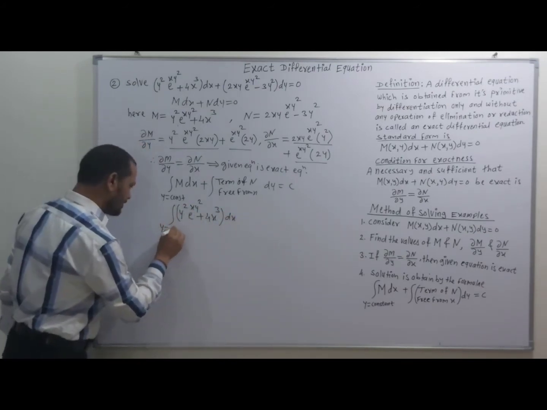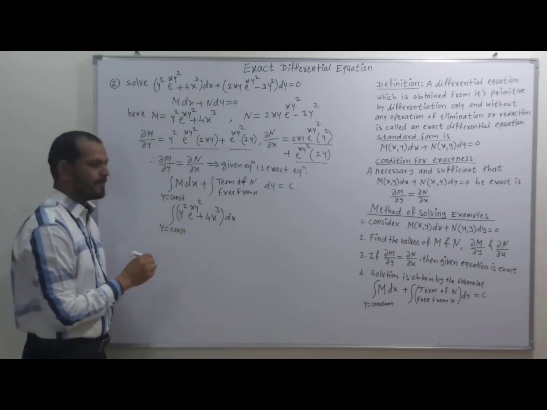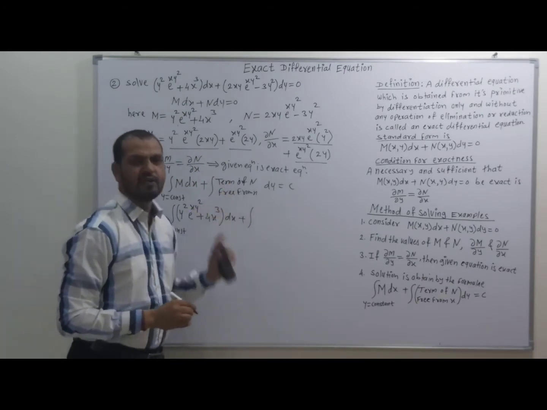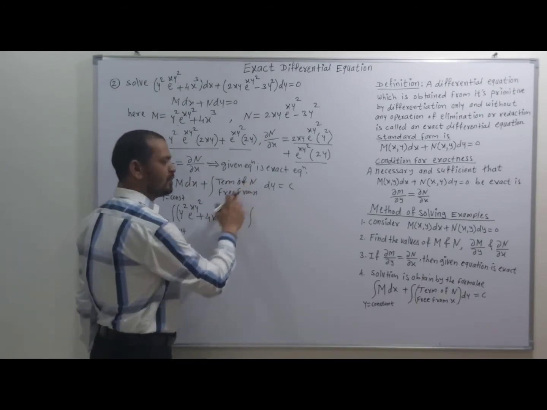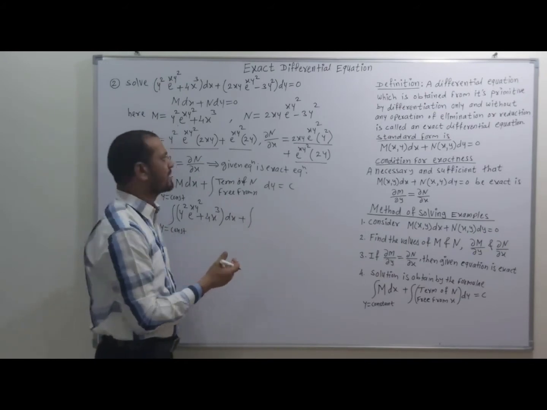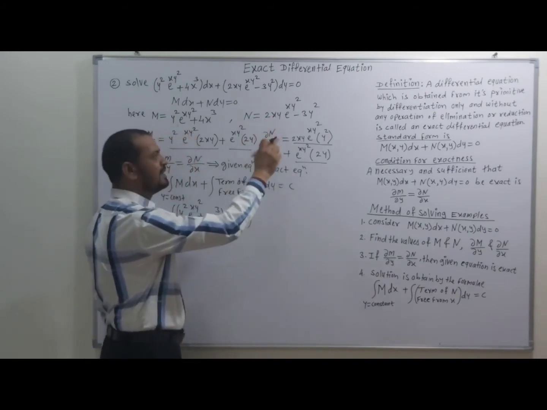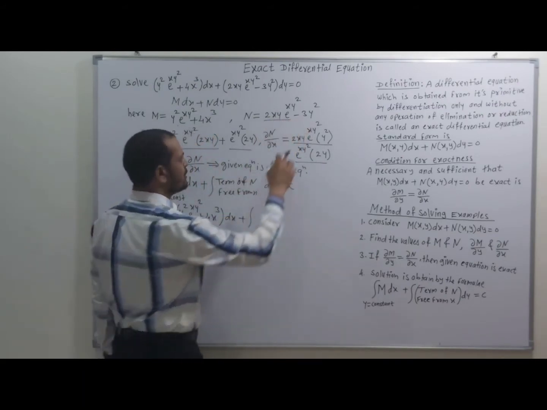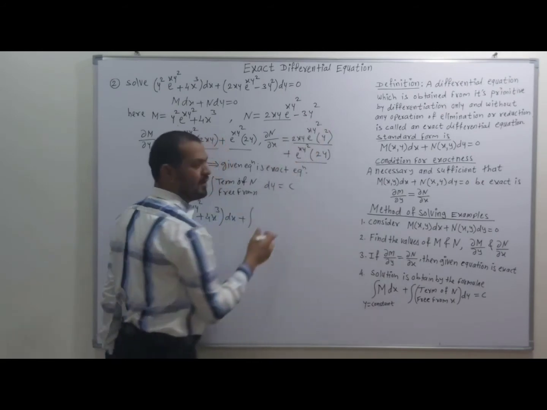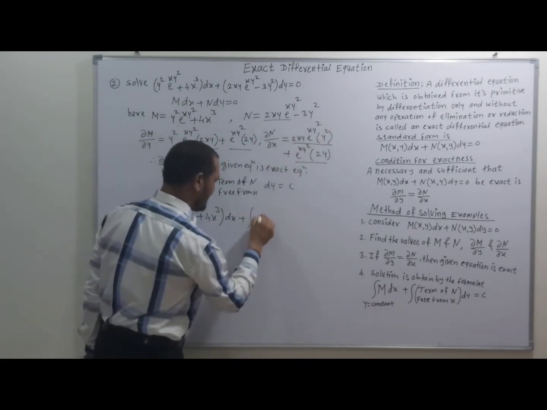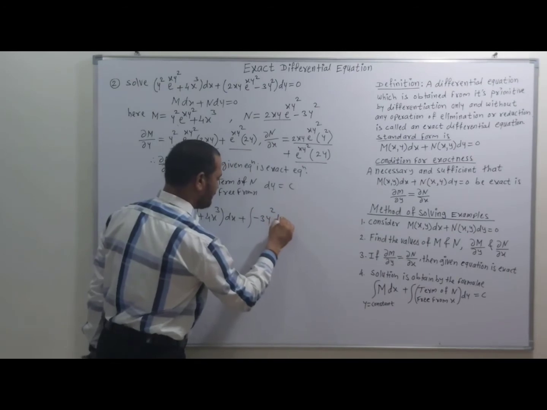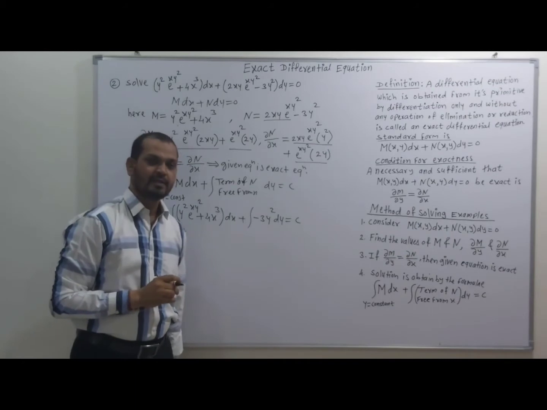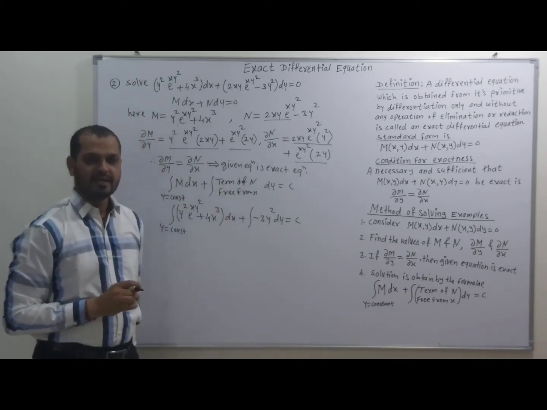So this is the value of M. In the first integration y is constant plus second integration. Now friends, while taking the value in this second integration, take only those terms from N which are free from x. So this is the value of N. So in this first term x is available. That means we have to drop this term. So second term is minus 3y square where x is absent. We can write this as minus 3y square dy is equal to c. So in this way we put the value in the standard formula for the solution of exact equation.